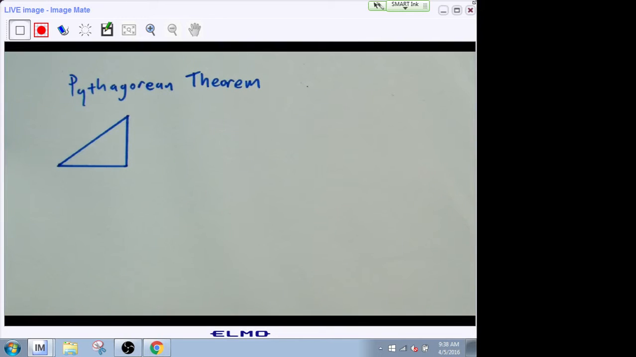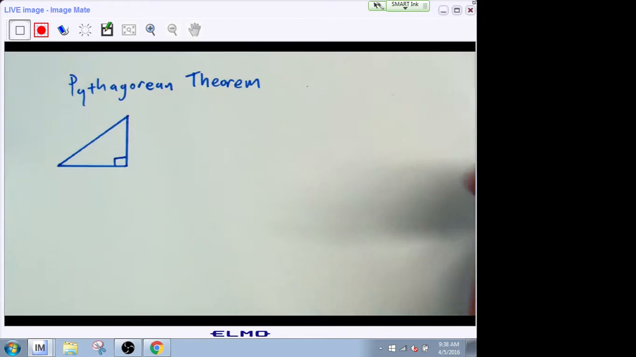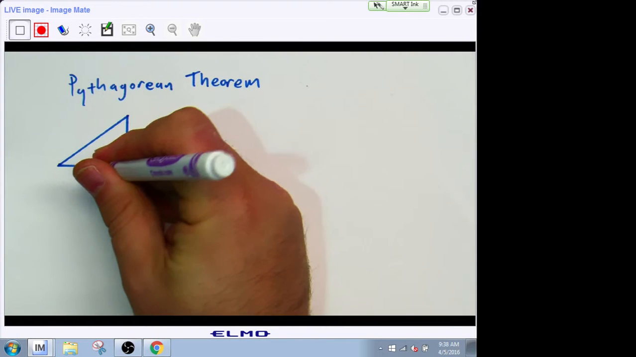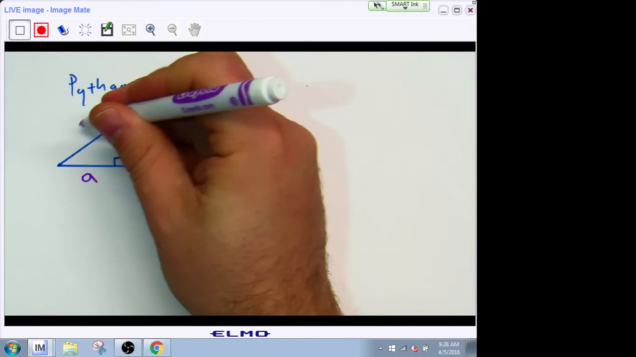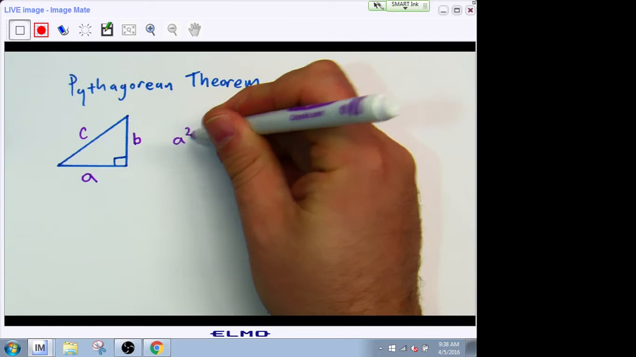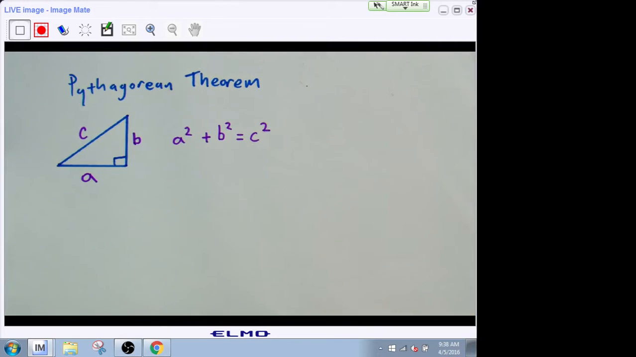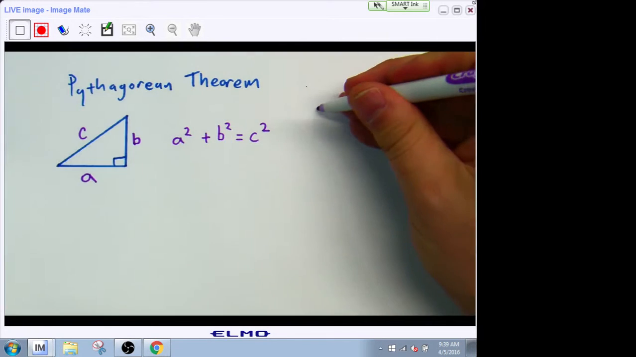Okay. If we have the Pythagorean theorem where we have a right angle, what we're going to end up having is 3 different sides to this. I'm going to call this A, B, and C. And when we have this, we know that A squared plus B squared will equal C squared. All right? And so using this, we can find the missing side if we have 2 of the others. So for example, I'm going to do a couple quick little examples here.